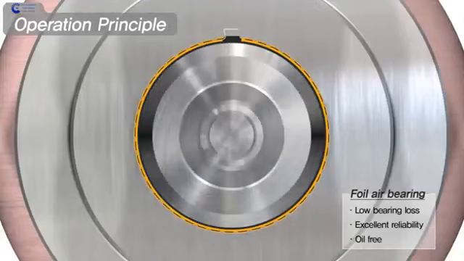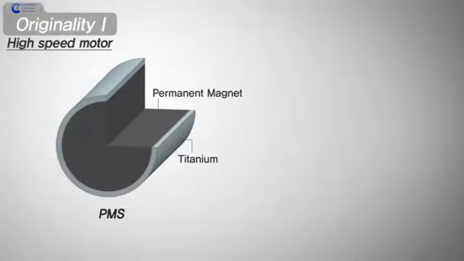To support the spinning rotor at high speed, we use foil air bearings, which have low loss with excellent reliability.